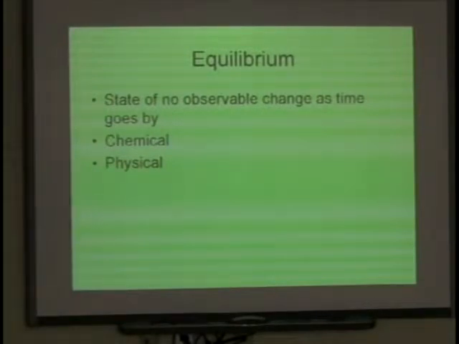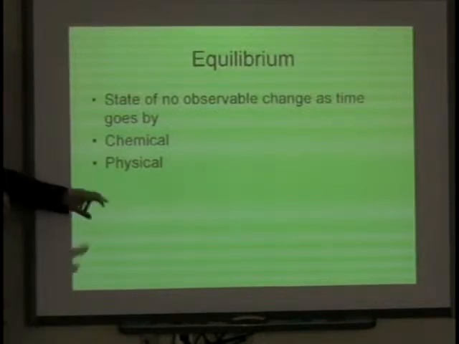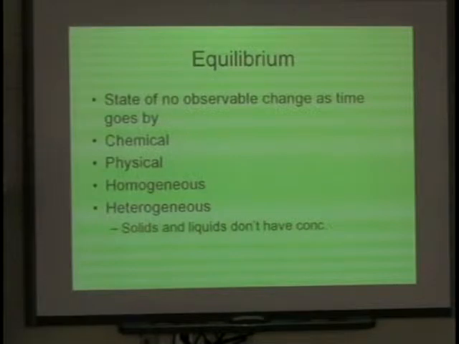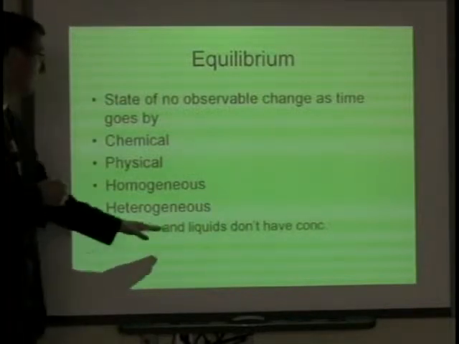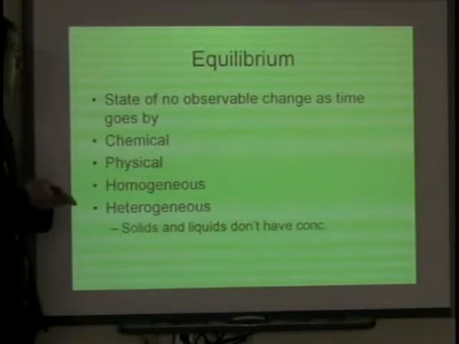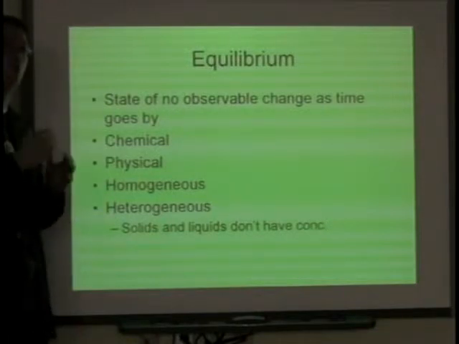The first one can be chemical, so within a chemical equation at some point there's a balance between reactants and products. Physical can be a state of matter possibility. Homogeneous is when the things involved have the same state of matter. Heterogeneous is when there's a different state of matter. One thing to keep in mind when we're doing the calculations here is solids and liquids do not have a concentration involved in a heterogeneous, so we ignore their concentration.